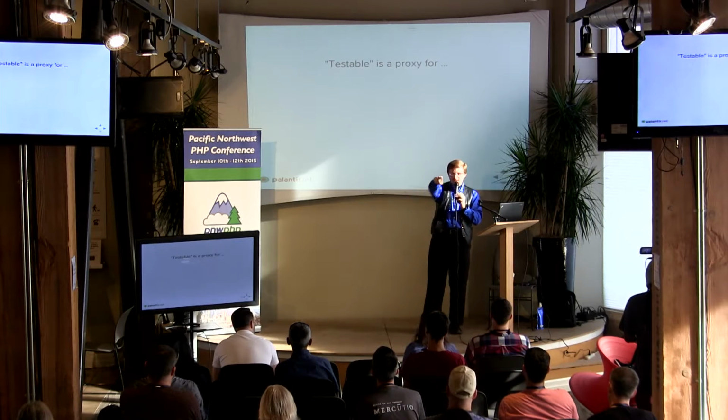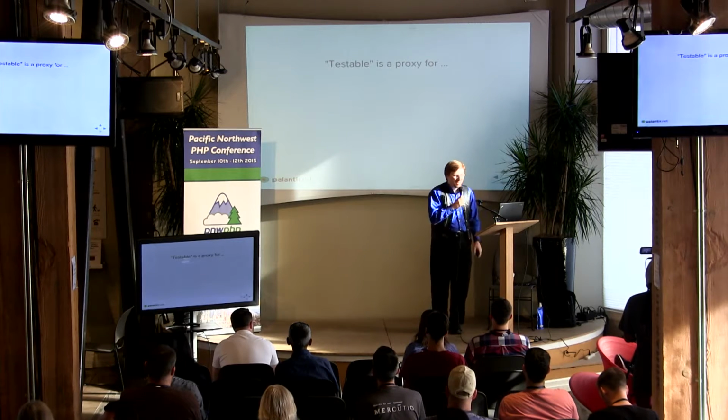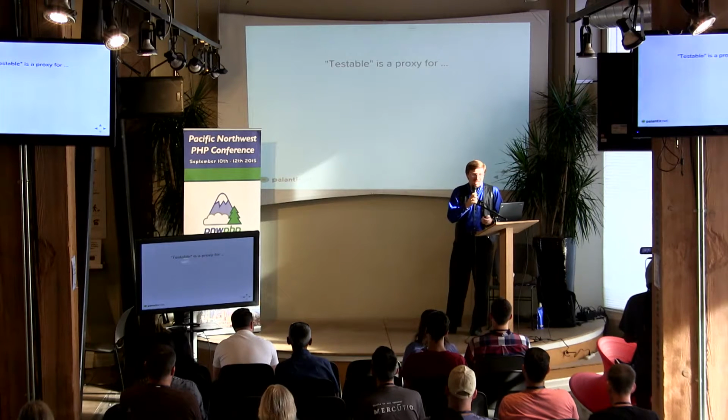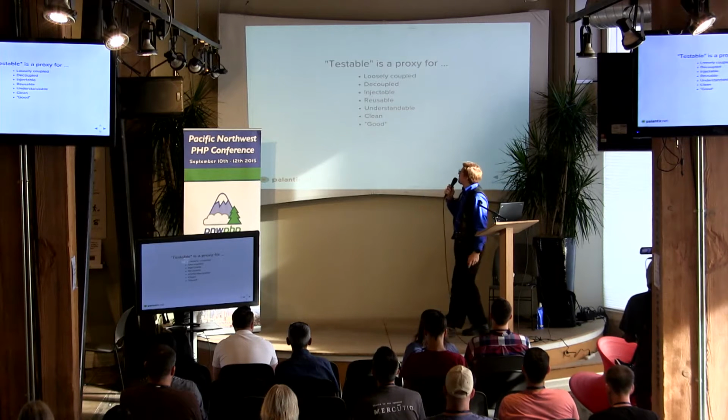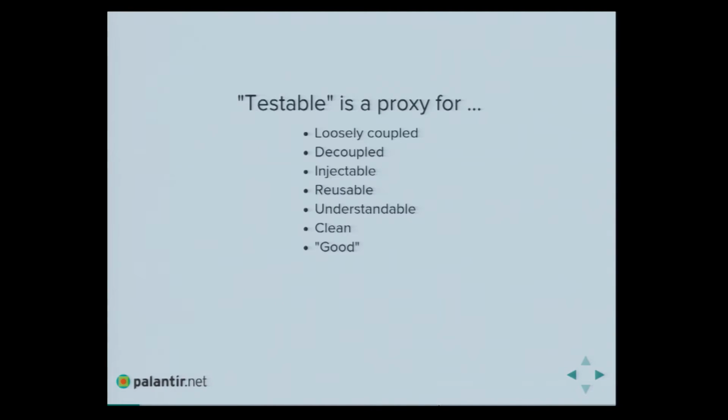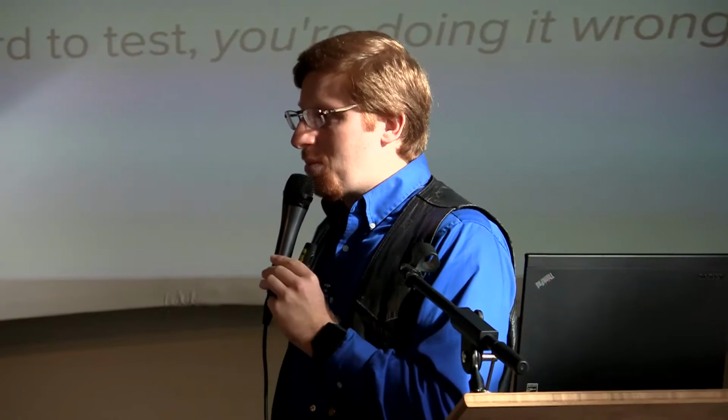Why? Well, Grumpy, you here? There he is. For one thing, he will hurt you if you don't. But besides that, we can use testable as a proxy for all of these other things. Testable code tends to be more decoupled. Testable code tends to be easier to understand. Testable code tends to be cleaner. Testable code is easier to reuse. Testable is a good stand-in for good. It's a good guideline and metric to work with. If it's hard to test, you're probably doing it wrong.